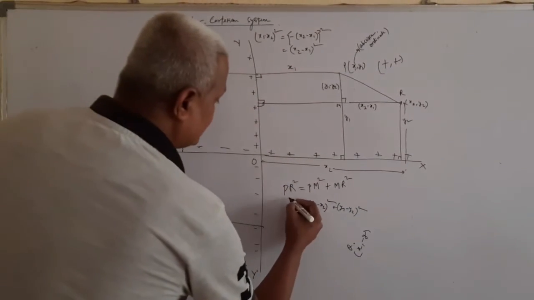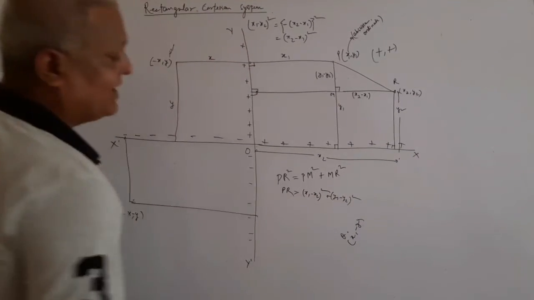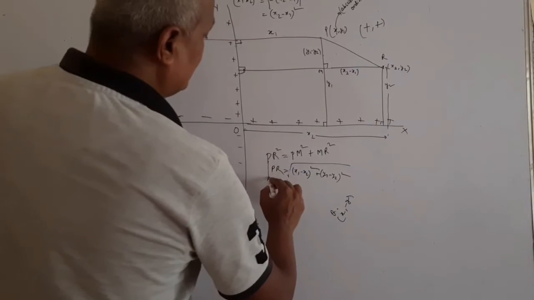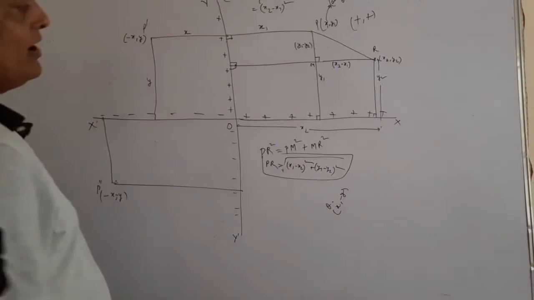And since we are not interested in finding PR square, we are only interested in finding PR. So I can say that PR is like this, and this is called the distance between 2 points.